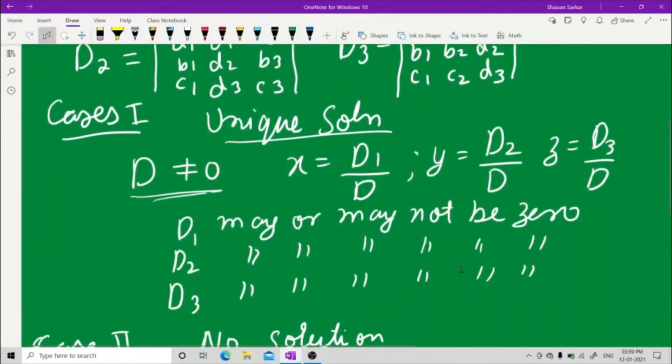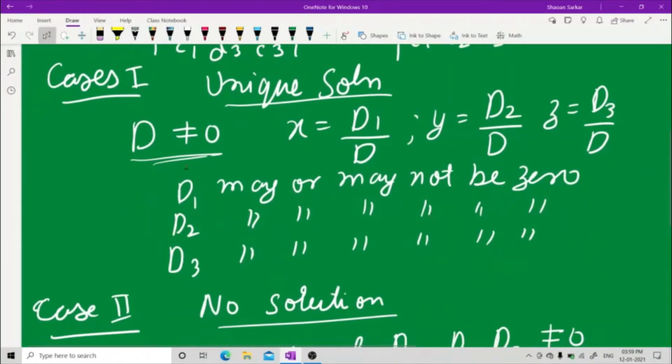Now we will discuss certain important cases. Unique solution. If D is not equal to 0, x is D1 by D, y is D2 by D, and z is D3 by D. So this is the way you will find the values of x, y, and z. D1 may or may not be 0 because it does not matter. D2 may or may not be 0. D3 may or may not be 0.